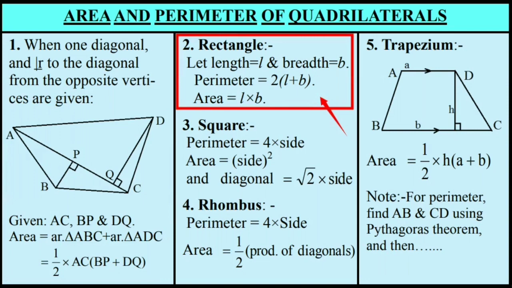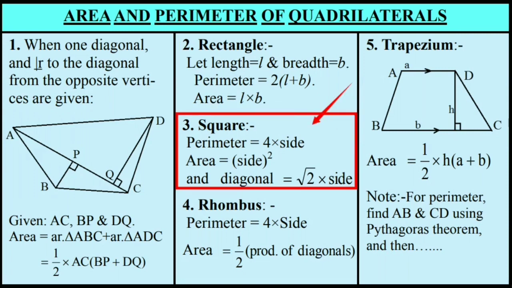Case 2. When the quadrilateral is a rectangle, all four angles are 90 degrees and opposite sides are equal. So perimeter is 2 multiplied by the sum of length and breadth, and area is length multiplied by breadth. Case 3. When the quadrilateral is a square. In a square, as we know, all four sides are equal and all four vertex angles are 90 degrees. Hence, perimeter of a square is 4 times its side. Area of the square is its side squared, and diagonal is root 2 multiplied by side.